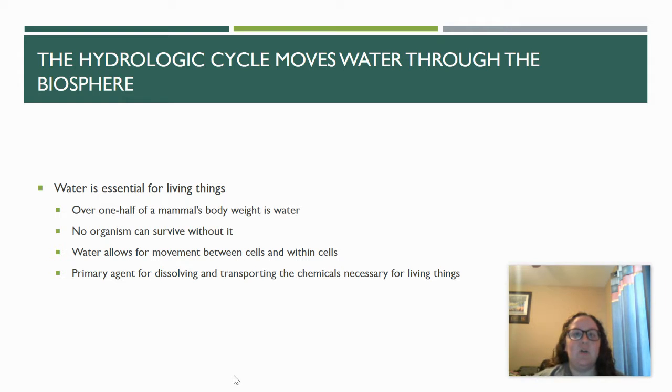First, let's look at the hydrologic cycle. Water is essential for living things. Over half of a mammal's body weight is water, which means that no organism can survive without it. Water also allows for the movement between cells and within cells. So when things need to be transported, like nutrients within cells, water is essential for that. Water is also the primary agent for dissolving and transporting the chemicals necessary for living things, be that vitamins or other minerals.